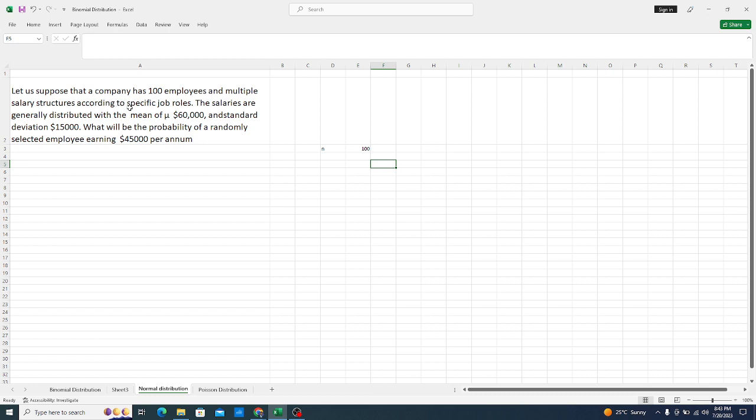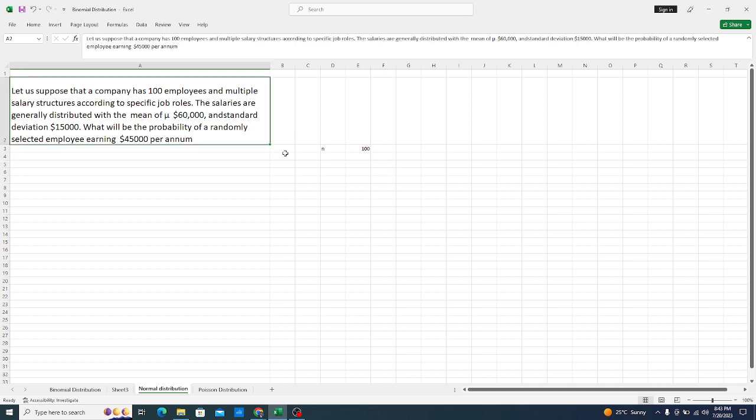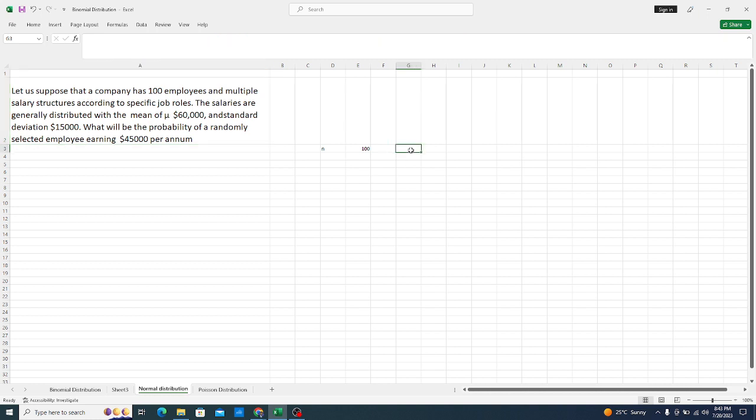And multiple salary structure. According to specific job roles, the salaries are generally distributed with a mean of 60,000 US dollars. So here we have our mean. In fact, we are given the mean of the salary, and the mean is 60,000 US dollars.